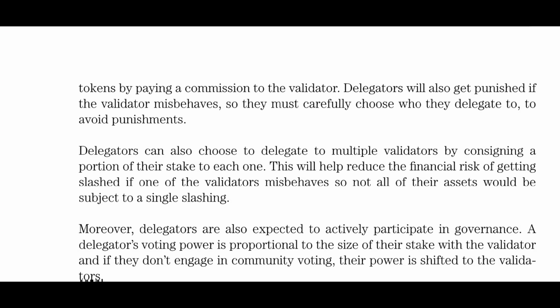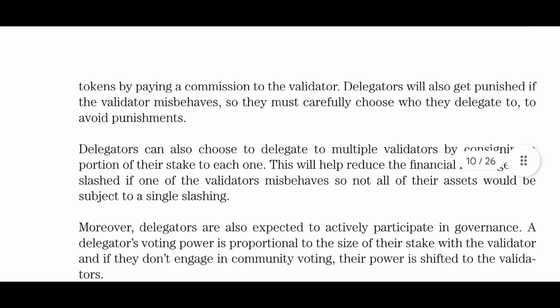Delegating. Users who do not wish or do not have the means to become a validator can become delegators. In short, delegators can choose a validator and stake their core. They pay a commission to the validator. The delegators will also get punished if the validator misbehaves, so they must carefully choose who they delegate to avoid punishments. Delegators can also choose to delegate to multiple validators by consigning a portion of their stake to each one. This will help reduce the financial risk of getting slashed if one of the validators misbehaves, so not all of the assets would be subject to a single slashing.